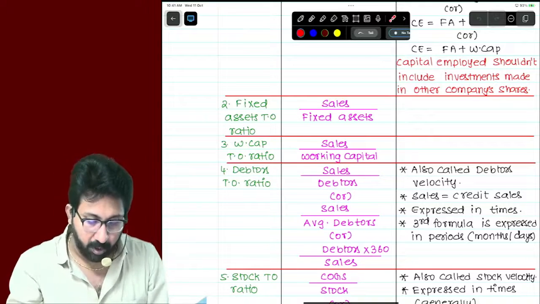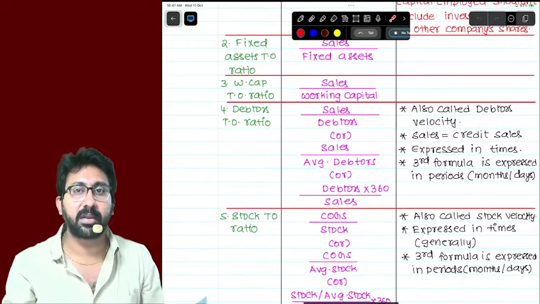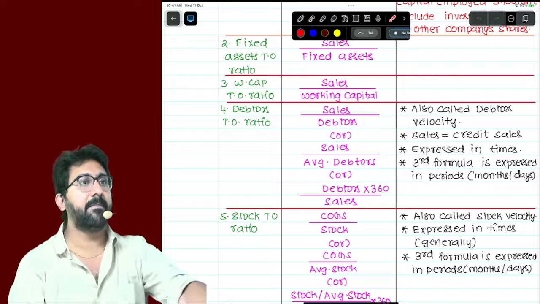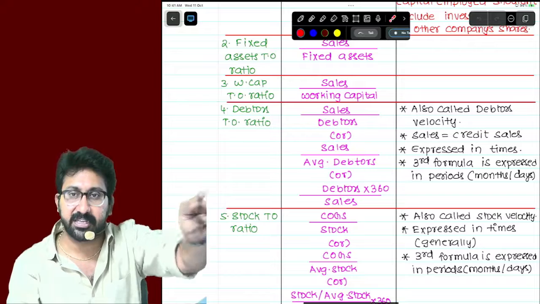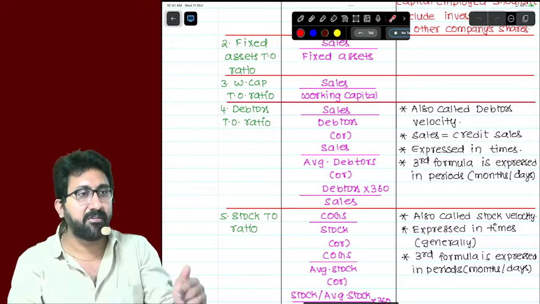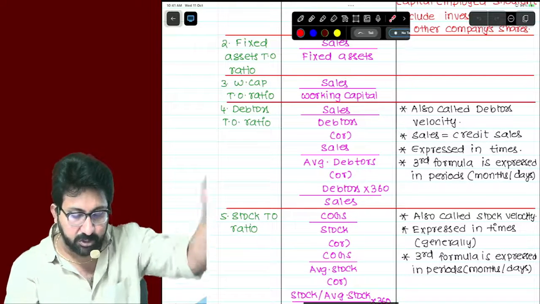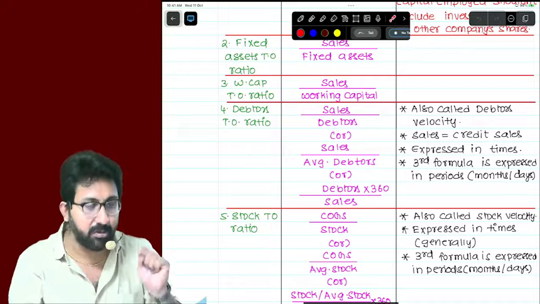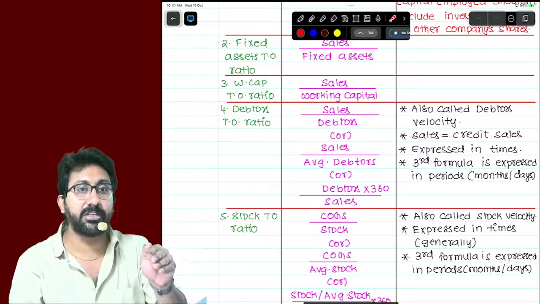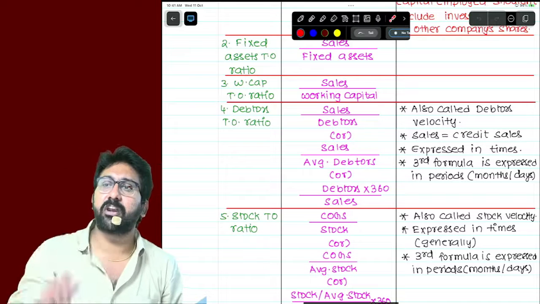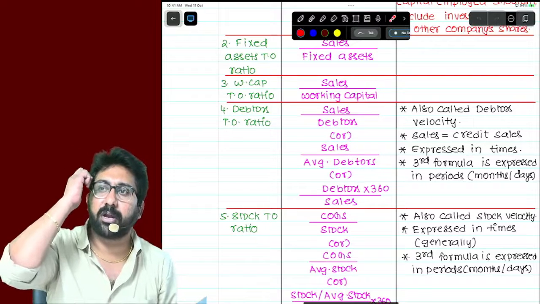Next, working capital turnover. I will make investment in two ways: number one, fixed asset investment, and number two, current asset investment. Out of the working capital invested, how much sales you got is called sales to working capital. Technically that's called the working capital turnover ratio. Whenever turnover ratios are asked in the exam, what should come to mind? How to write the formula?